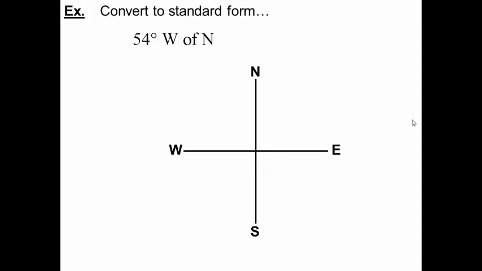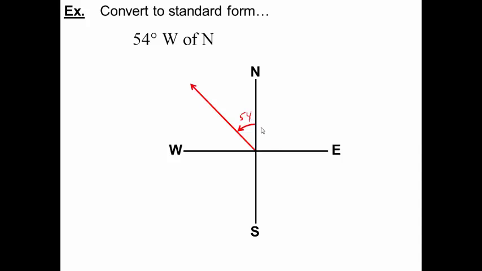Give this one a try: 54 degrees west of north. So if we are 54 degrees west of north, we're in the northwest quadrant, and we are west of north, which means we are measuring to the west from north. So this would be 54 degrees right here.